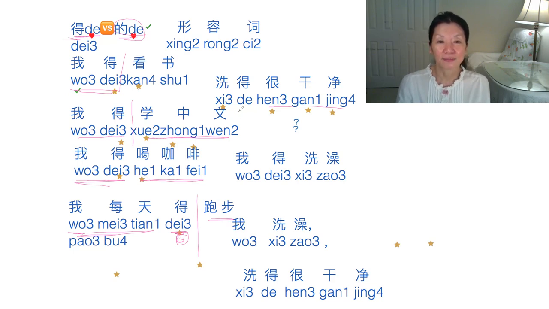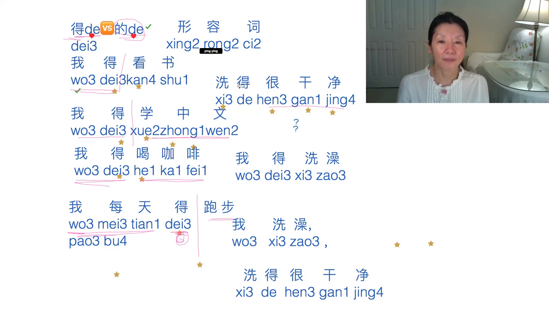Then here, de is finished. Now we're talking about how and when we use de. If this one is before a verb, right? They say before verb, and let's see that right here, okay? If this one is before a verb, okay, that's the one. Let me find, I have something here. Okay, that's it.